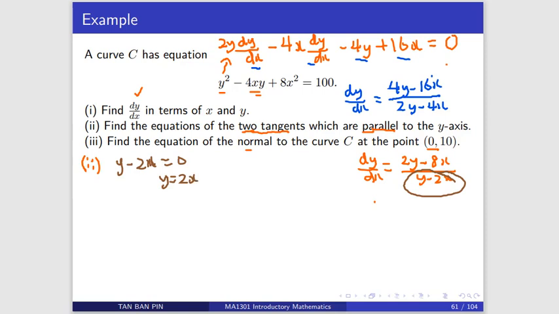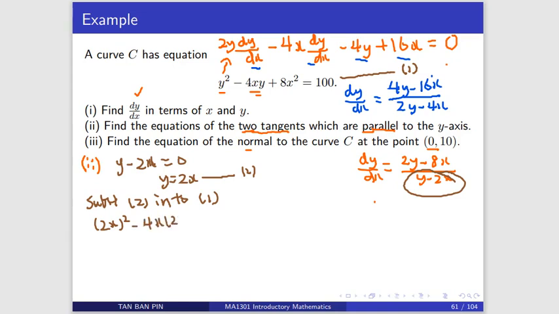And then like the previous example, you will solve simultaneous equations with the original equation. So the original equation is 1, and this equation is 2. So you can substitute equation 2 into equation 1. Then you will have y is 2x, so you have 2x squared minus 4x times 2x plus 8x squared equal to 100.